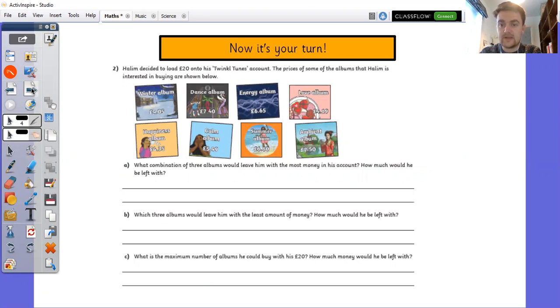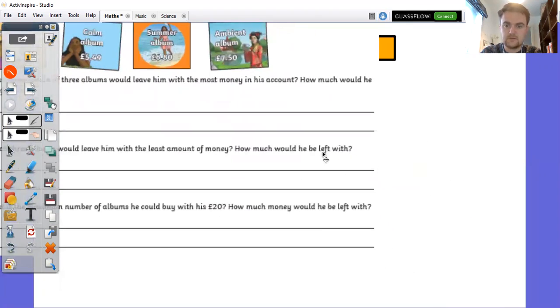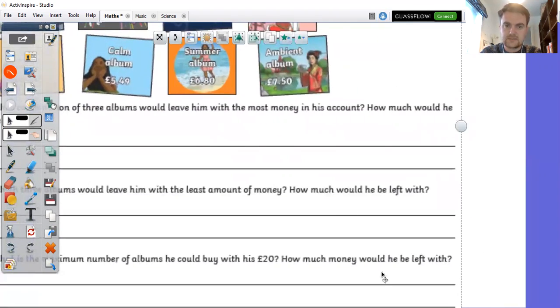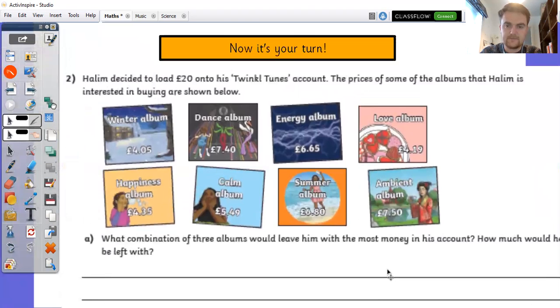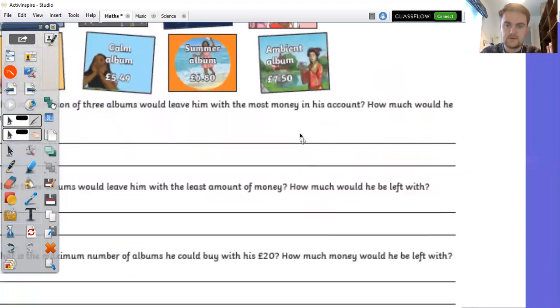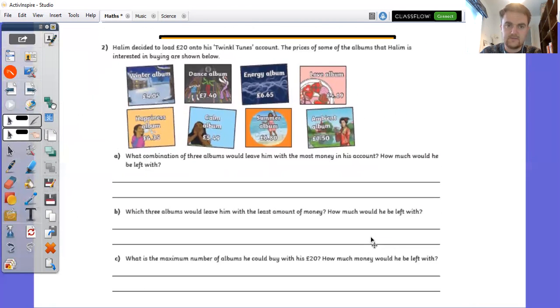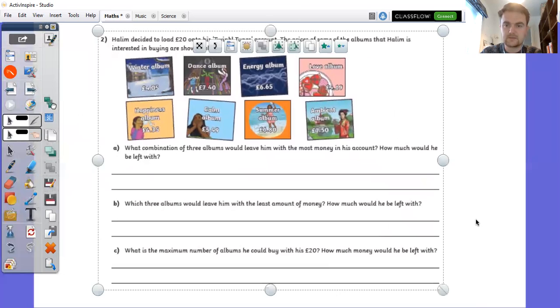These ones are slightly more open-ended, and there will be a few different ways that you have to play around with this to see. I apologize, it is a bit blurry. If you're not too sure, let me zoom in on it really quickly so that you can save that one if you need to. So that's the prices of the albums. And then I will go back to having it at a lovely reasonable size. There we go.